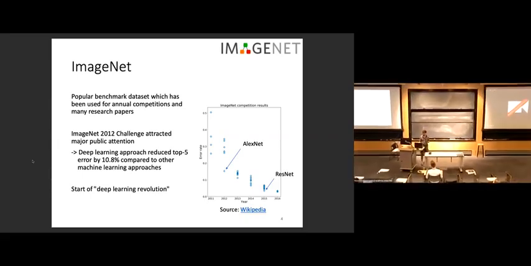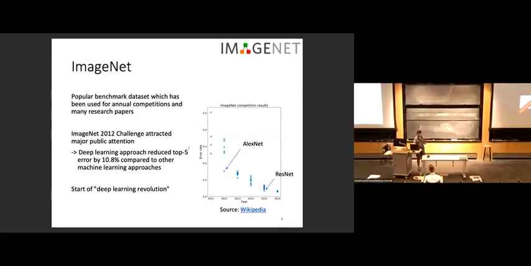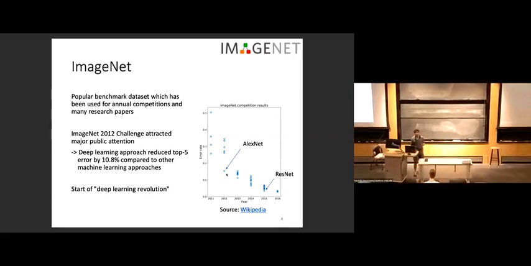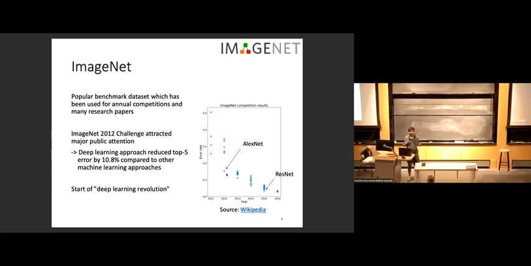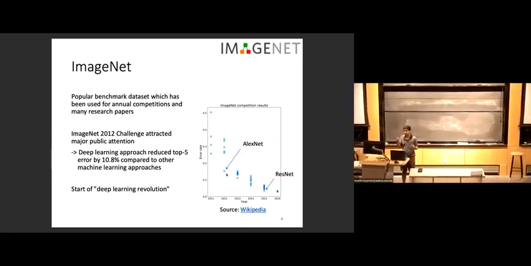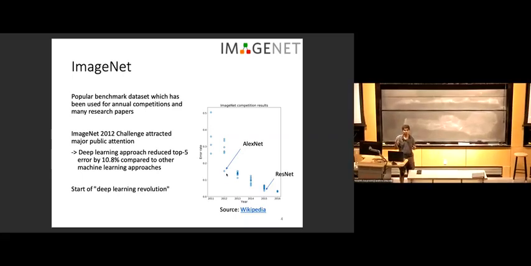And so when AlexNet was released in 2012 and improved the error rate from 25% to 15%, it really put deep learning on the map because it's a huge improvement, essentially a 10% improvement in error rate. And that kind of started the deep learning revolution.